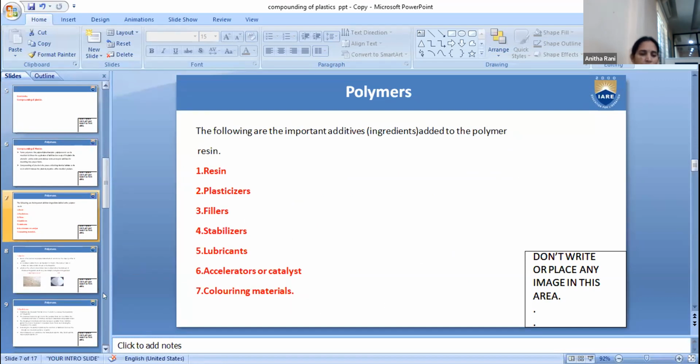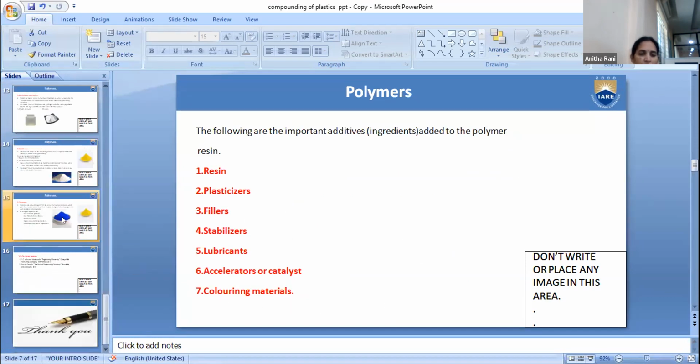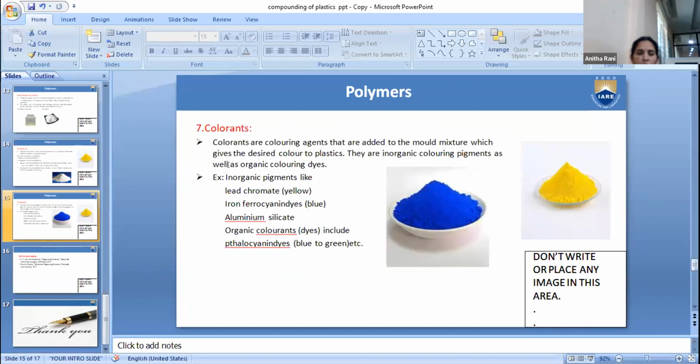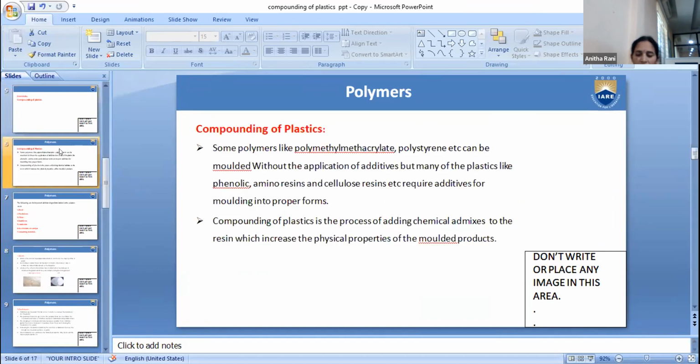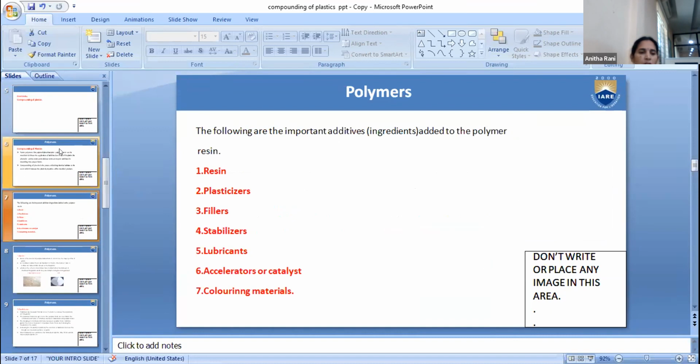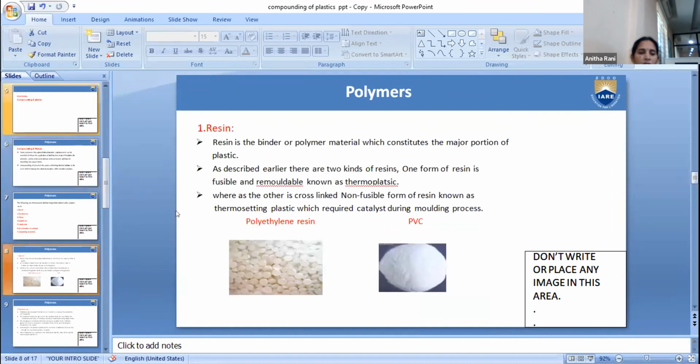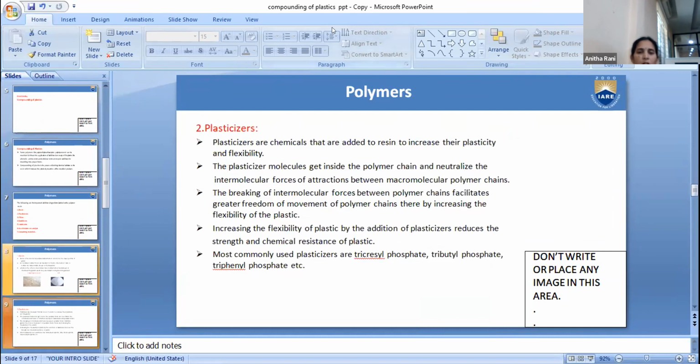Then last, you have to add color. For example, you add lead chromate for yellow color, and you will get the desired product. Otherwise, for blue color, you add iron ferrocyanide dye, and you will get a blue colored article. Each one has its own function. First we take resins, either thermoplastic or thermosetting resin.